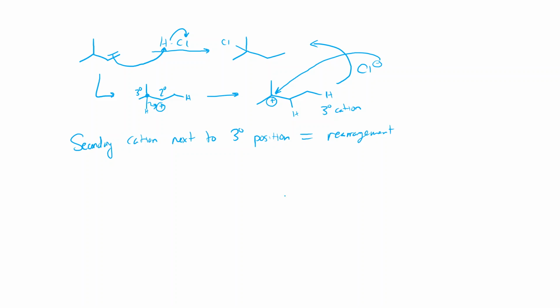So in this case, pretty straightforward. These are the conditions where rearrangement is going to occur: when you have a secondary cation next to a tertiary position. Let's draw this one. Here's the next one. This time I'm going to use H2SO4 and H2O. And this time I'm not going to give you the product. I'm going to ask you to predict the product, so you can work through this and see how things go.